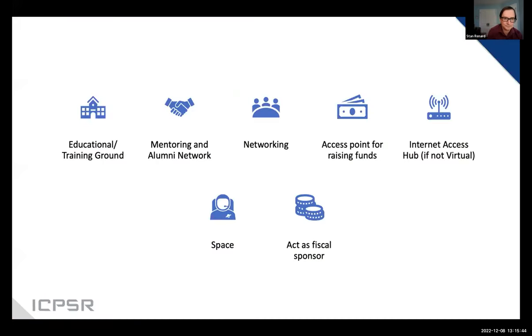Next slide, please. Okay, so those are very much some of not only the services, but kind of the anchors, the foundational core of what arts incubators provide. They don't have to provide all of this, but many of them do.